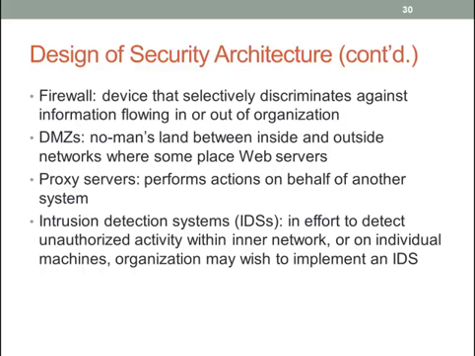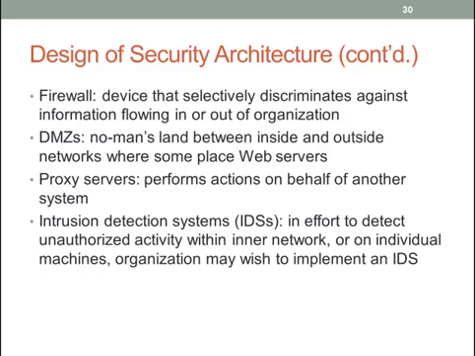Some typical things that we would see as we look at the design of security architecture, one of them being a firewall. A firewall is simply a device that selectively discriminates against information flowing into or out of an organization. It's usually a computing device or some sort of specifically configured computer that allows or prevents information from entering or exiting the defined area based on a set of defined rules.